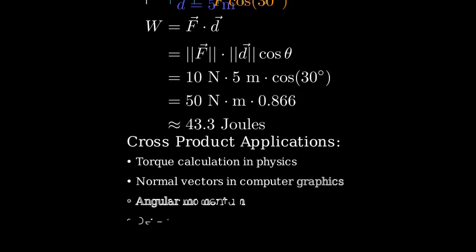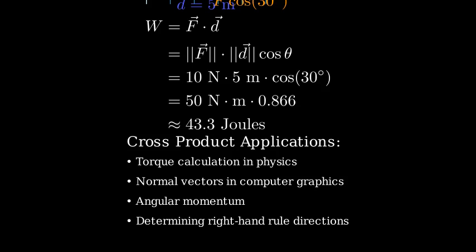The cross product is used to calculate torque in physics and to find normal vectors in computer graphics, which are essential for determining how light reflects off surfaces.